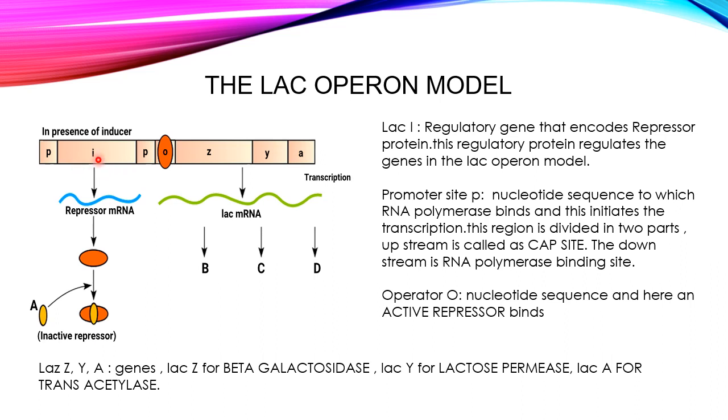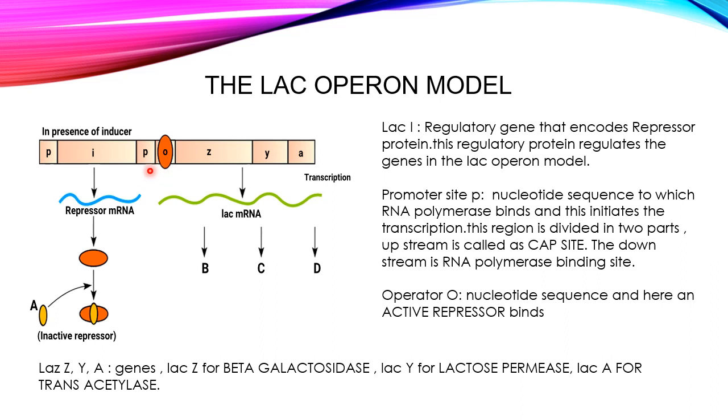Here in this diagram, you have to understand that this part is called the regulatory gene LAC-I. This is the promoter site. This is a nucleotide sequence to which RNA polymerase comes and binds. It is similar to the TRYPTOPHAN model, where in the promoter region, the RNA polymerase comes and binds. And this is the operator region. Here, the repressor in its active state comes and binds at the operator region.